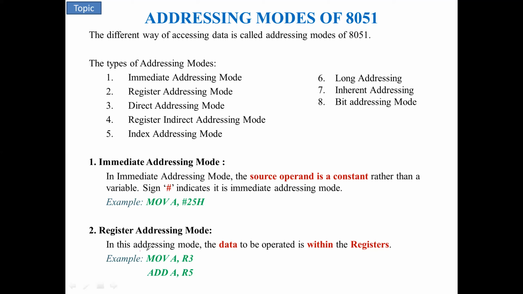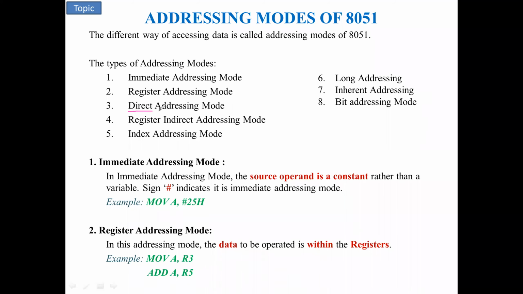So in this addressing mode, the data is within the register. That's why we have commands like MOV A, B, or MOV B, A, or R3, A, whatever. So this is register addressing mode. Next we will discuss direct addressing mode.